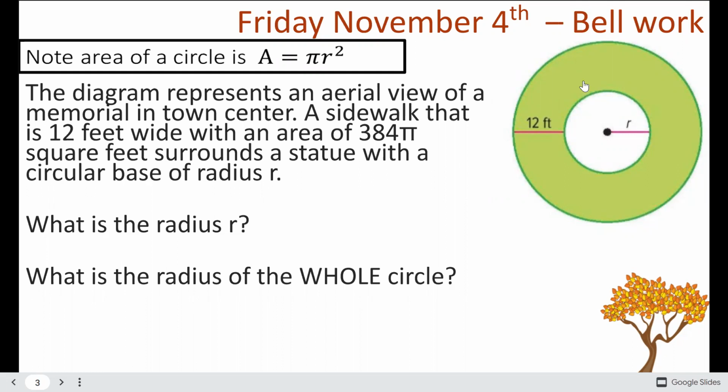So what is this 384 pi that they gave us right here? Area. Area of what in the picture? This 384 pi is the area of what in this picture? Yep, everything up here on this picture that is shaded green, that is what is 384 pi. So this is the green shaded space, the grass.